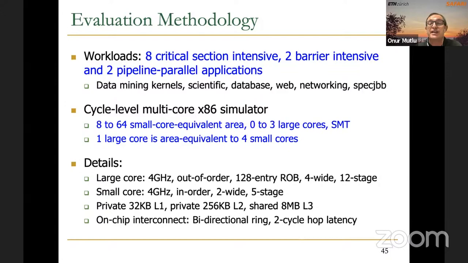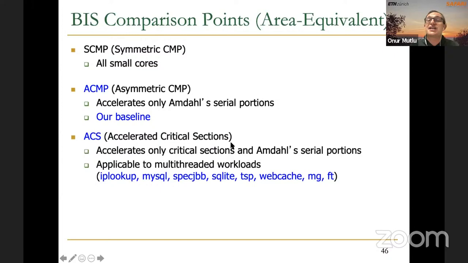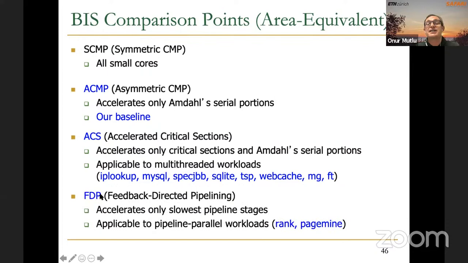Okay, and I'm not going to go through this in detail, but you see, it's very similar evaluation. The large core is essentially the same frequency. Now we have more area that we look at, and we actually have more large cores as well. Now these are the comparison points: symmetric multicore, asymmetric multicore, as we have discussed, accelerated critical sections. Accelerated critical sections is applicable to critical sections as serial portions in multi-threaded workloads, but they're not applicable to barrier-based synchronization that doesn't necessarily have critical sections, right? Or pipeline parallel programs. And feedback-directed pipelining is another mechanism that was proposed in the past.